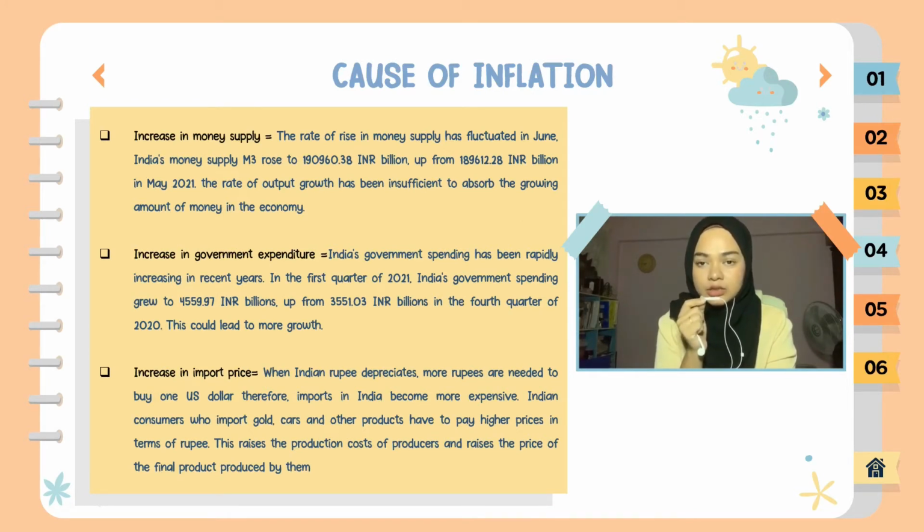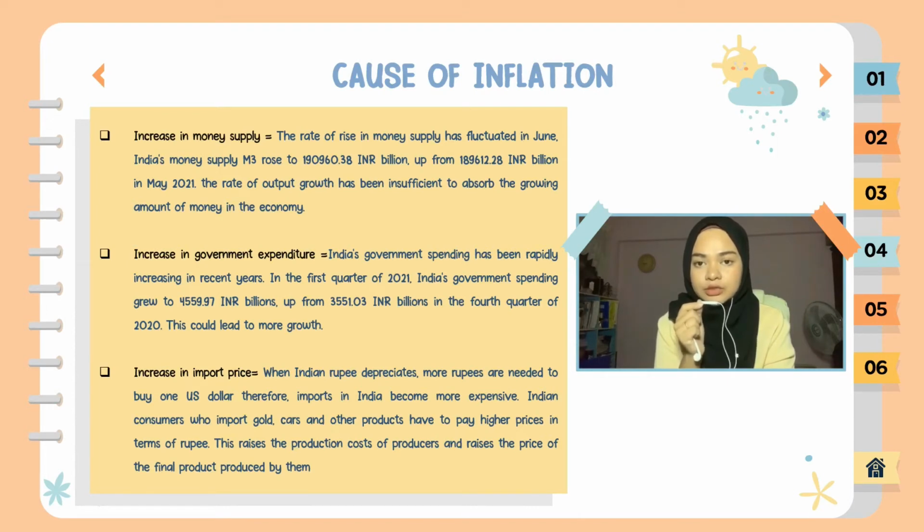The second cause of inflation in India is an increase in government expenditure. India's government spending has been rapidly increasing in recent years. In the first quarter of 2021, India's government spending grew to 455.97 Indian rupee billions, up from 355.03 Indian rupee billions in the fourth quarter of 2020. This could lead to more growth.